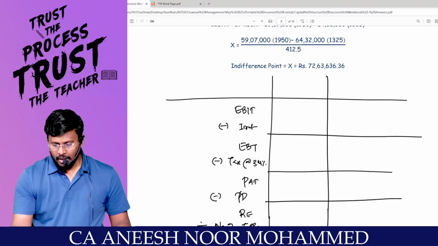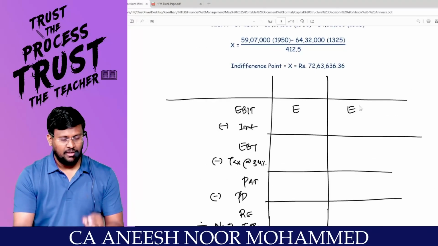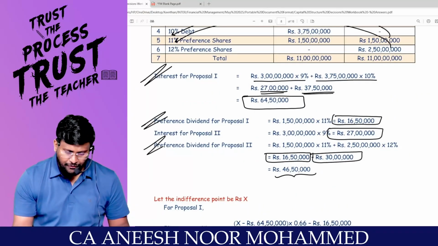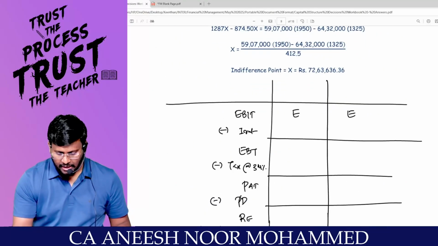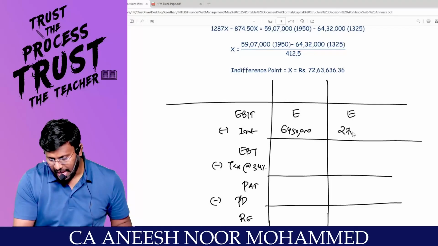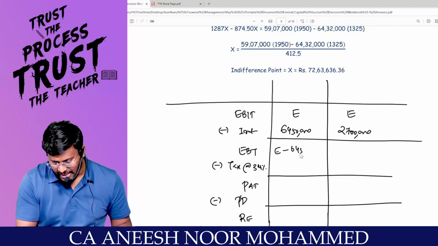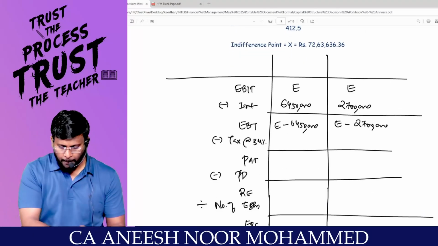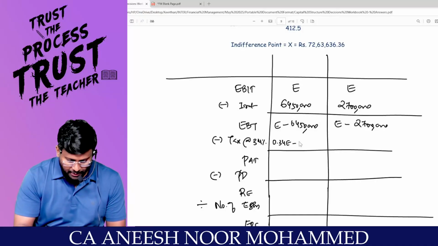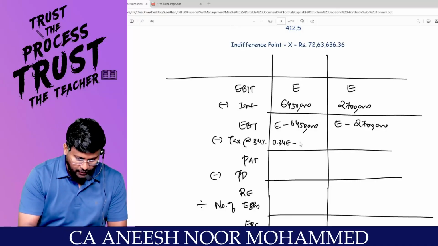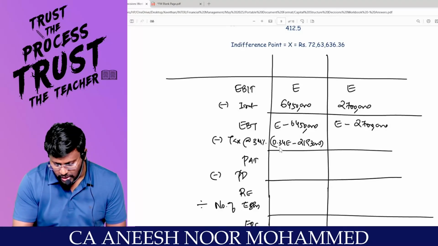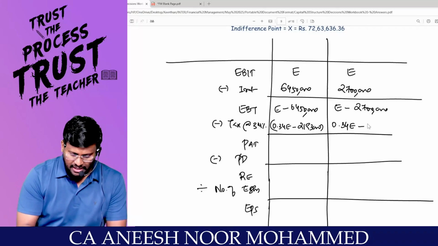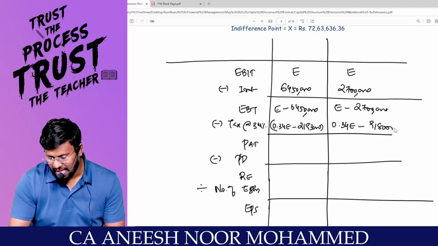I don't know EBIT, that is the suspense. Sir, interest under option number 1 is 64 lakh 50,000. Under option number 2, 27 lakh. So it is E minus 64 lakh 50,000 and E minus 27 lakhs. So 0.34 into E minus 64 lakh 50,000 comes to 21 lakh 93,000. Again 0.34 into E minus 27 lakhs comes to 9 lakh 18,000.